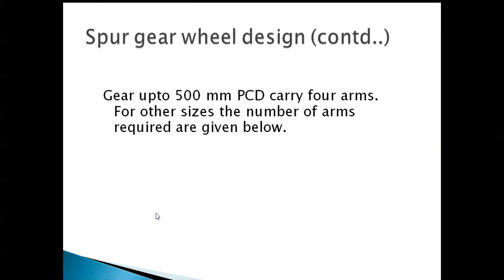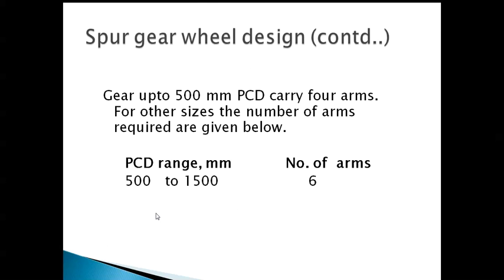that is, D. So gears up to 500 PCD carry 4 arms. That is, if the pitch circle diameter is above 250 mm and below 500 mm, the number of arms used is 4. For other sizes, the number of arms required is given below.